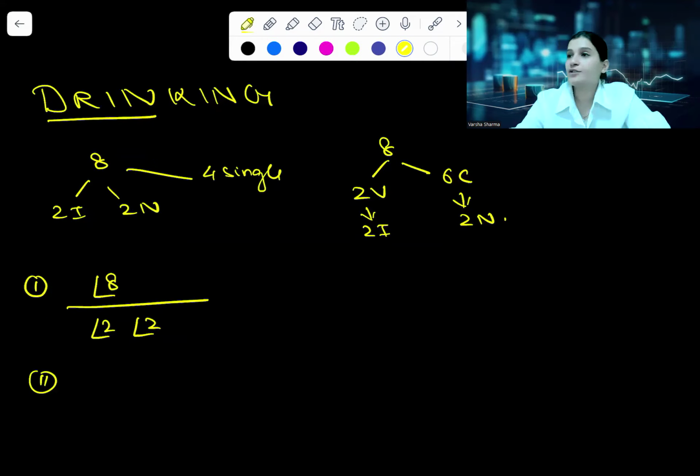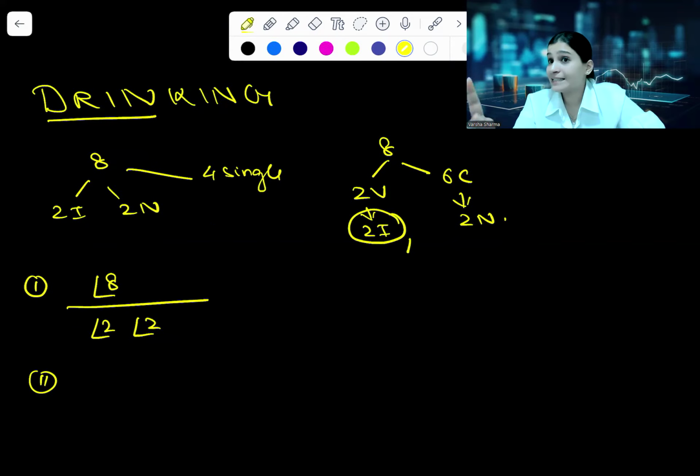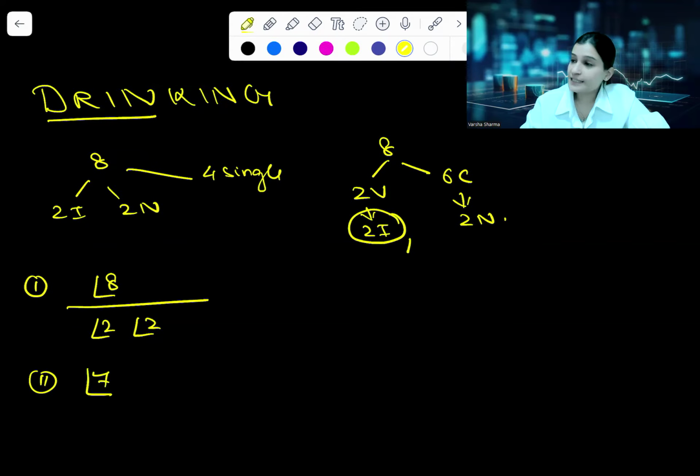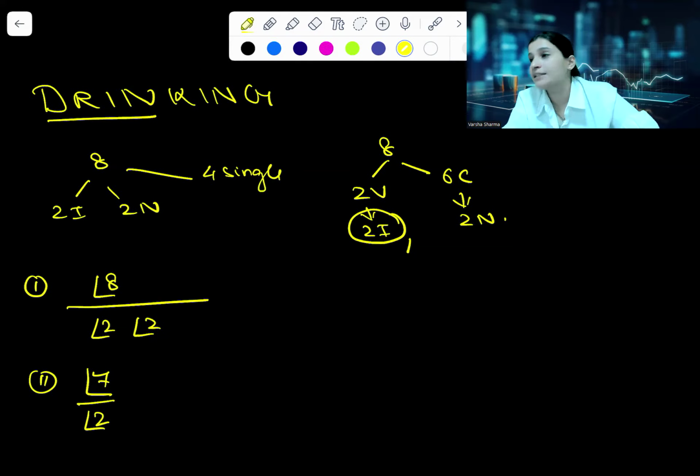Second, vowels are together. Vowels are together means the two I's are together. So the I's form a bundle. So six consonants and this bundle makes it seven. So 7 factorial. In that 7, I have two N's, so factorial 2. Now comes the bundle. Bundle has two I's. Do we need to interchange them? No, two I's cannot be interchanged. What will it give me? Nothing. So let it be.